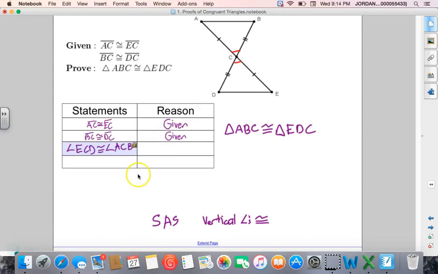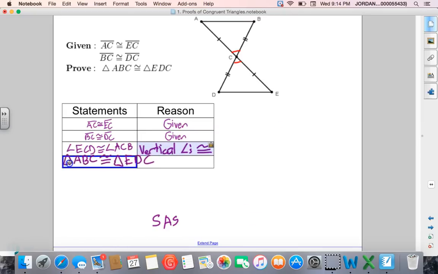We know that angle ECD is congruent to angle ACB because vertical angles are always congruent. And then last thing is what we're trying to prove is our last statement, always. And how do we know that? Because side, angle, side. So it'll be SAS.